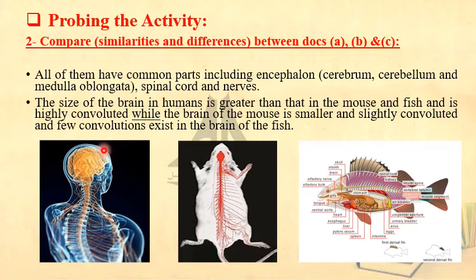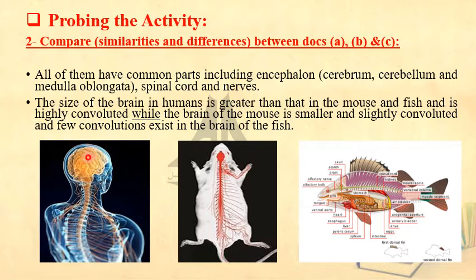We say, look at the size of the brain. The size of the brain in humans is greater than that in the mouse and the fish. And if I ask you which brain is highly convoluted, what do you mean by convoluted? It contains many convolutions, okay? Wrinkles, we can say, okay? Of course, the brain of the human contains many convolutions compared to the mouse and the fish, okay? And listen, you have to know, the more it is convoluted, the more the person is smart, okay? In other words, the more it contains nerve cells.